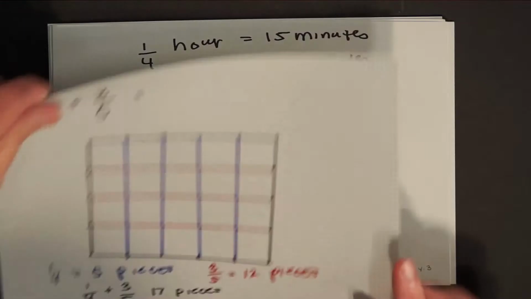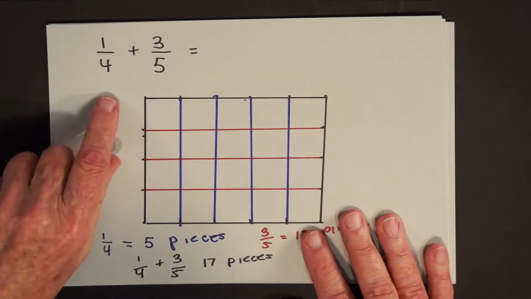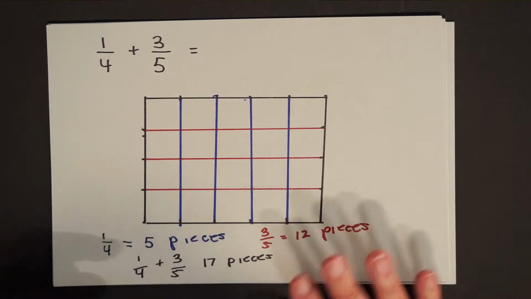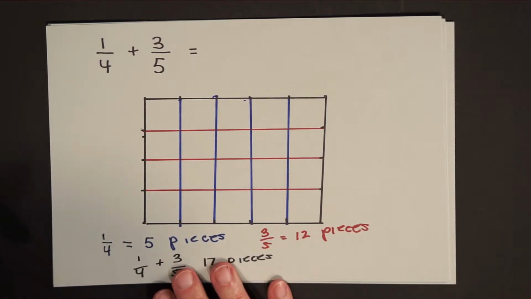Not only that, but what if somebody said to us, look, I know what you did now, if we're dealing with the concept of an hour, but why do we have to be dealing with hours? Maybe we could be dealing with distances. Maybe we could be dealing with cost per pound. What if I just want to know what is 1/4 plus 3/5 without mentioning what the noun is that they're modifying?